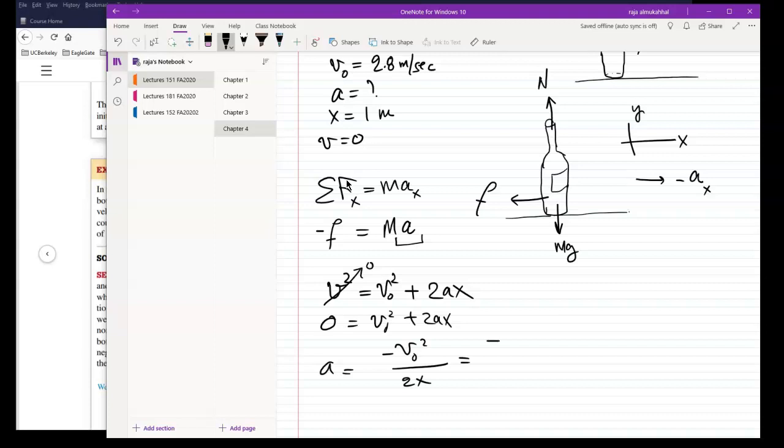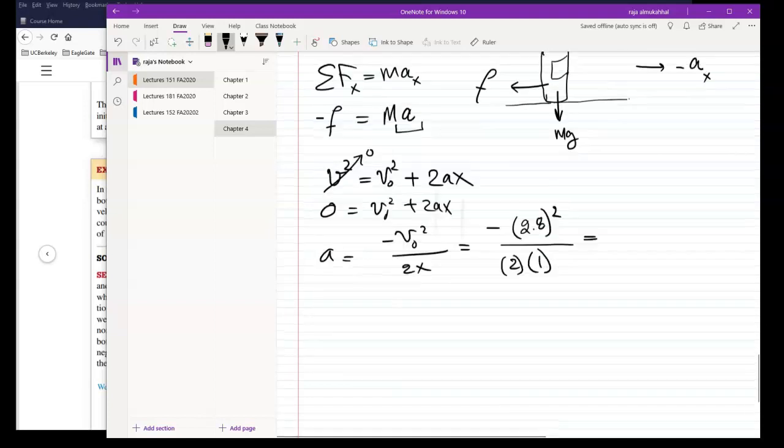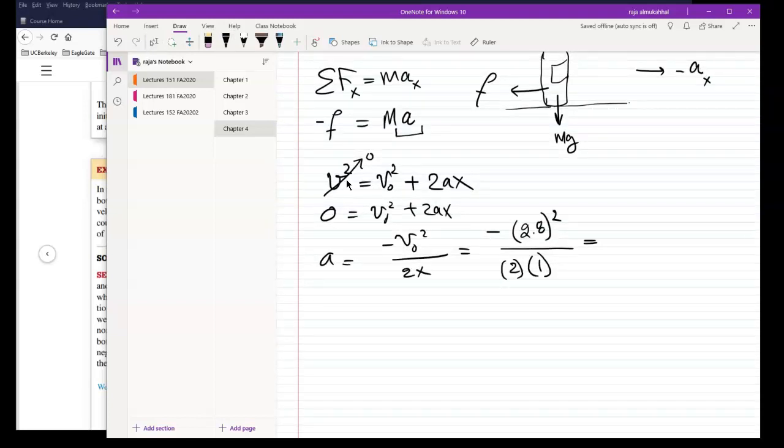So that's minus v naught is 2.8. You can see it upstairs, up there. Over 2 times x, which is 1. And now I can calculate that. And when I calculate it, I hope you're calculating things with me, divided by 2, the answer is 3.92 with a minus. So in this case, I have a equals minus 3.92 meters per second squared.